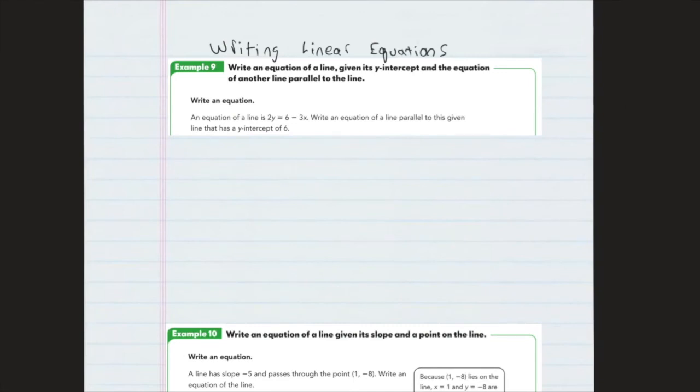Continuing on to the next example, we have to write an equation of a line given its y-intercept and the equation of a line parallel to the line. So parallel equations or parallel lines have the same slope. Okay, so that's kind of a definition that I want you to put in your book. So parallel equals same slope.